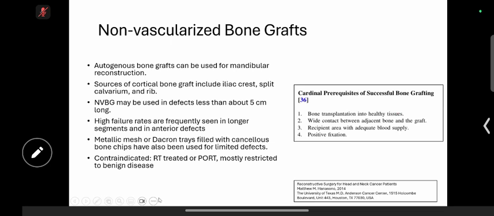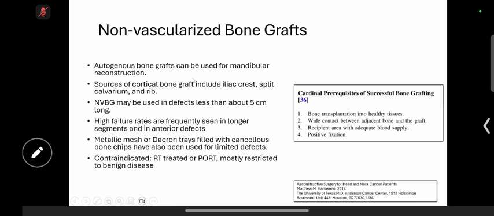Next is non-vascularized bone graft. There are cardinal prerequisites for successful bone grafting. First, bone transplantation into healthy tissue. Second, wide contact between adjacent bone and the graft. Third, a recipient area with adequate blood supply. And fourth, there should be positive fixation, that is, there should be adequate space for the fixation of the non-vascularized bone graft.